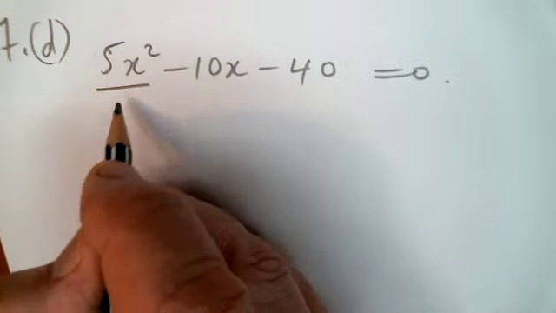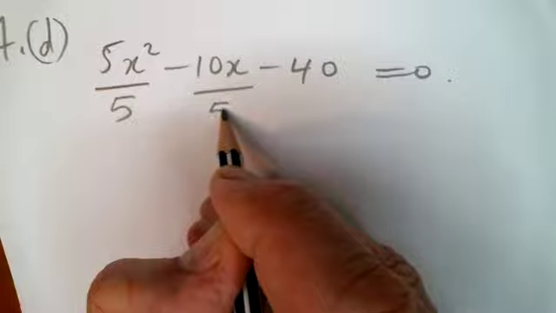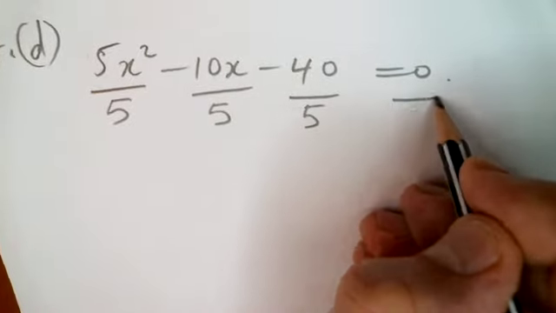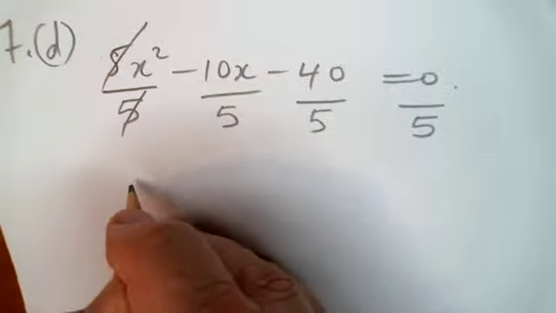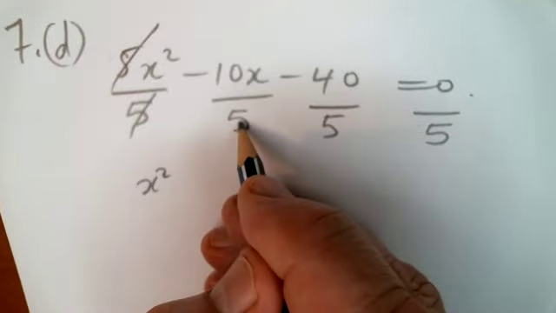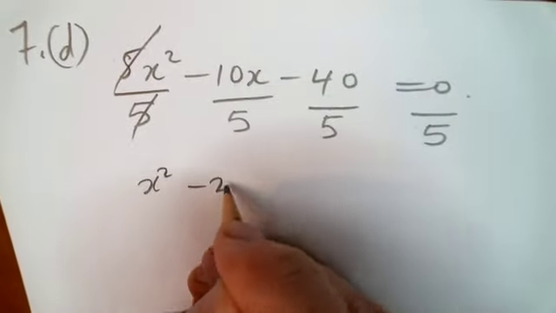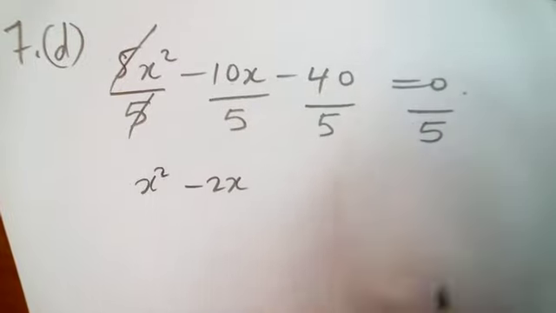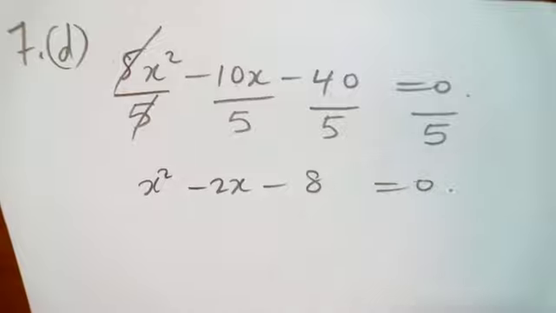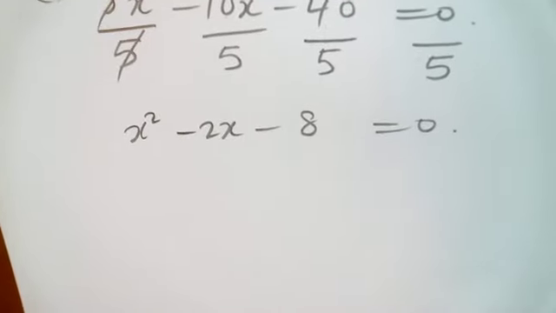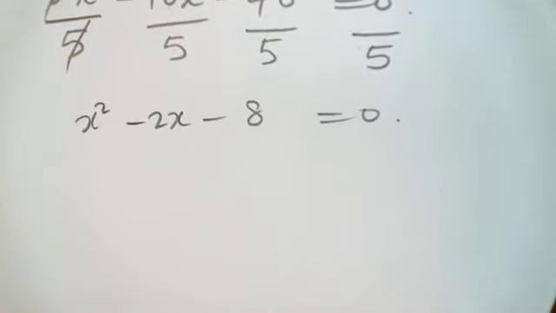And by doing that, that coefficient at the start, which looks troublesome, disappears. Well, 5 divided by 5 leaves me with an x squared. 5 goes into negative 10 negative 2 times. 5 goes into negative 40 negative 8 times. Now our life is a whole bunch easier. So let's have a look at how to do this one.